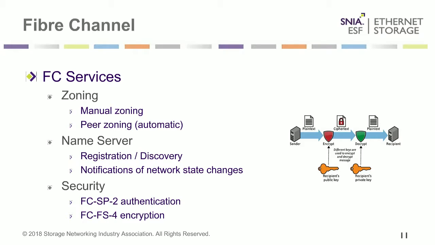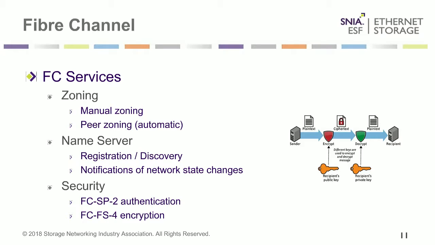The name server is a point of registration within the fabric where devices indicate their presence and where devices can be discovered, where hosts can go discover the storage devices without having any manual intervention required. There are also notifications of state changes if devices come, if devices go. Anytime there's a change in the fabric, the endpoints can find out about the state changes that are relevant for their operation. For security, both encryption and authentication are available.